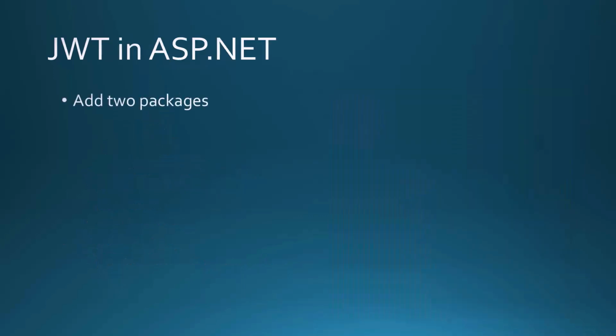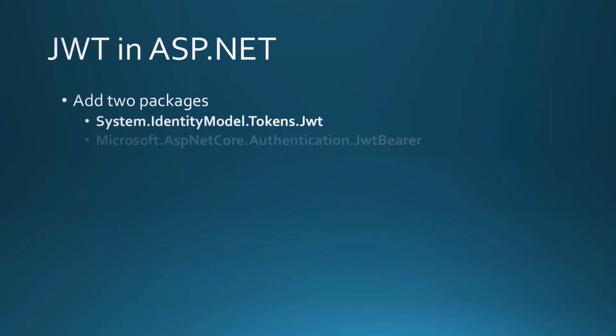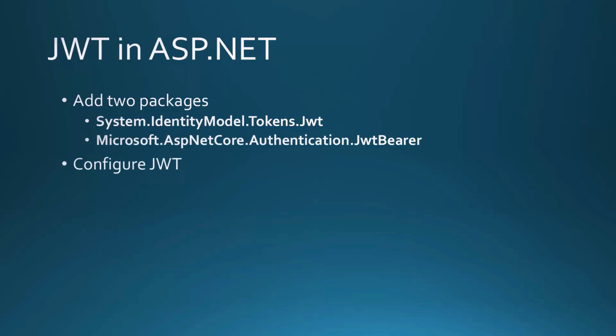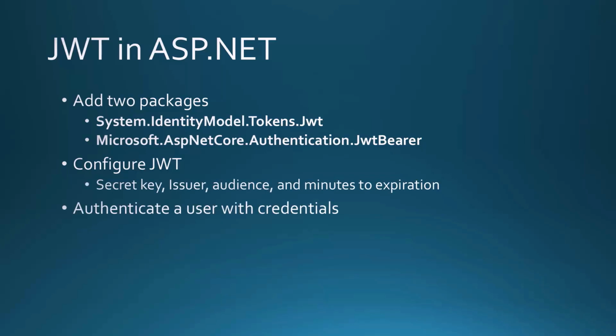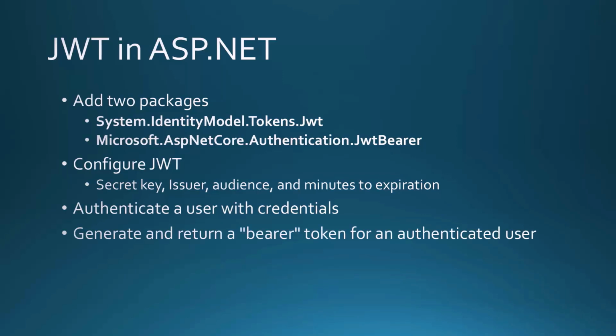Now there's two packages that we're going to have to add in to our ASP.NET project in order to make these work. There's System.IdentityModel.Tokens.Jwt, and Microsoft.AspNetCore.Authentication.JwtBearer. We then have to configure JWT with a secret key, an issuer, an audience, and the minutes to expiration. We then have to authenticate a user with some sort of credentials. Based on that, we're going to generate and return a bearer token for that authenticated user.